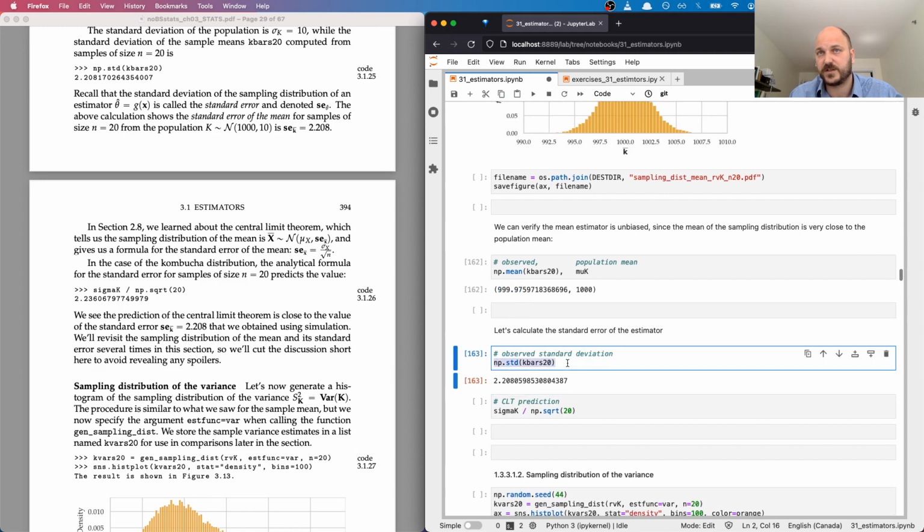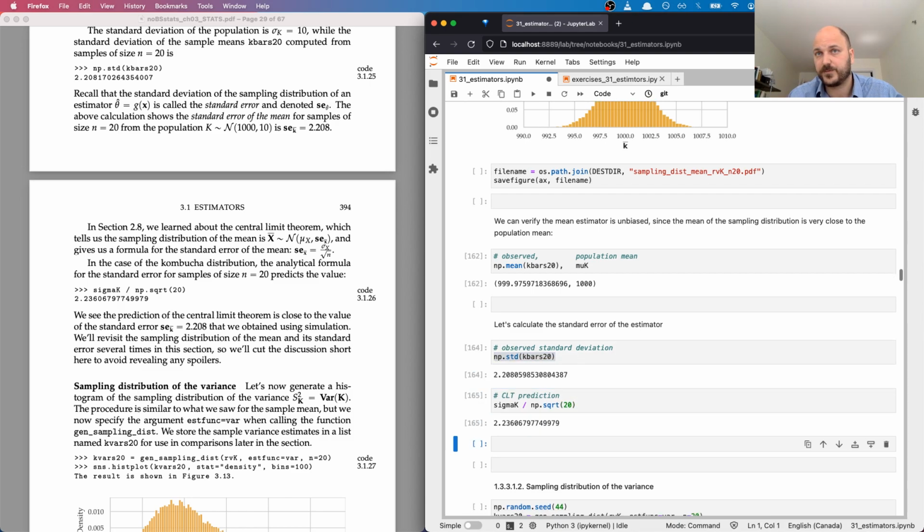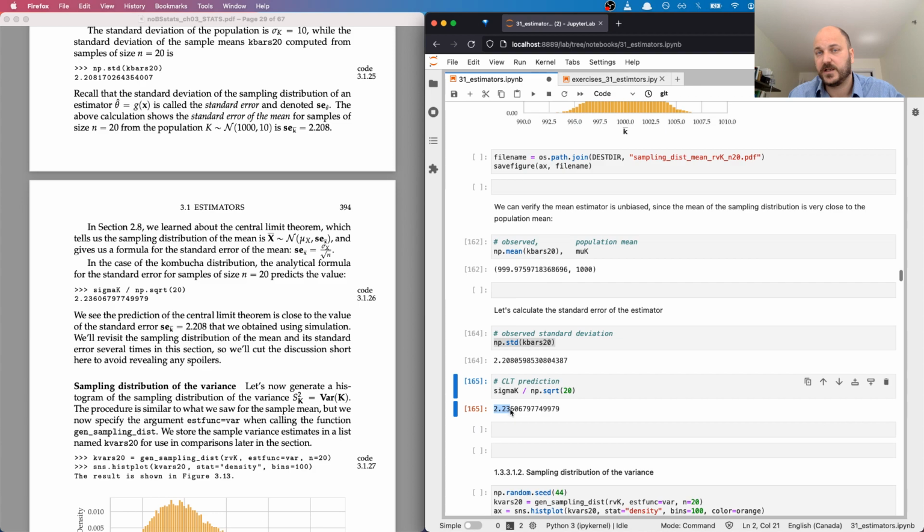the standard deviation of the simulation, and the central limit theorem predicts that it will be 2.2. So in both cases, we're pretty accurate.